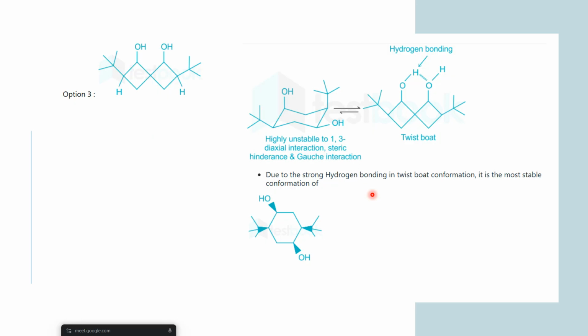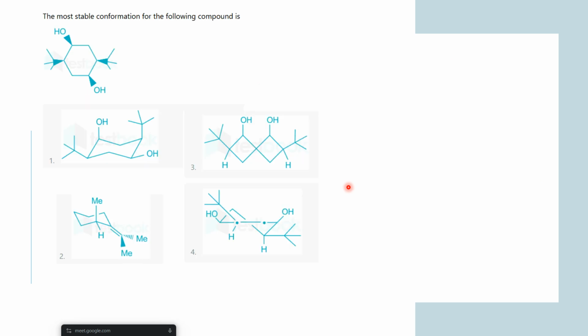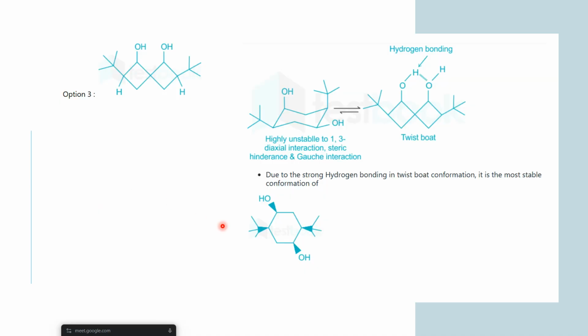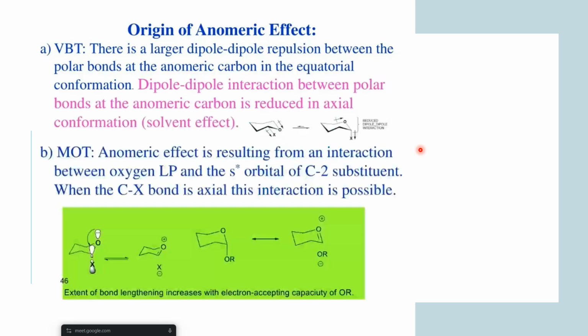Hence, although we had options where we had our molecule in chair conformations, because of the possible intramolecular hydrogen bonding, option 3 will be the most stable conformation, which will be shown as shown here. Okay, I hope this is clear to you. Now let us move to the next question.